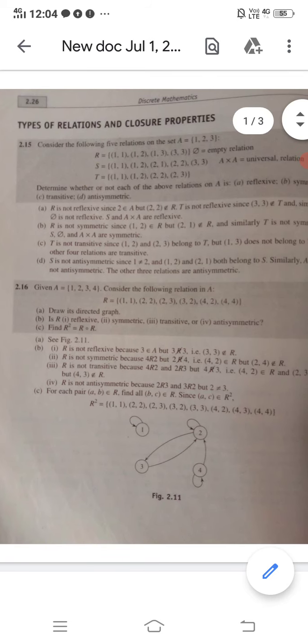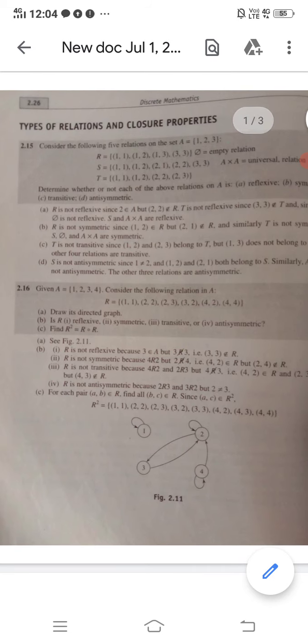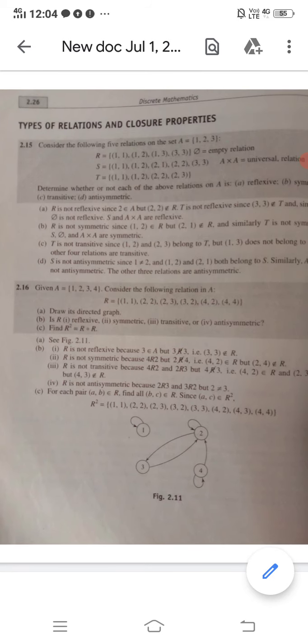Now check antisymmetric. The condition of antisymmetric is: if (a,b) is given and (b,a) is also here, then a is equal to b should be there.